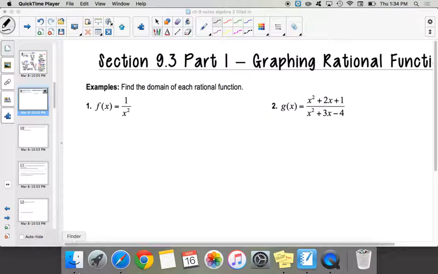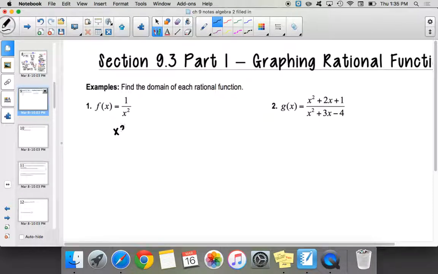It says find the domain of each rational function. What it's saying is, what are the x values that cannot go into the denominator, basically. So we're looking at denominators for rational functions. So we would set our x squared equal to 0, and we would say x equals 0 cannot go in the denominator. Okay, so you can write out your domain in two different ways.